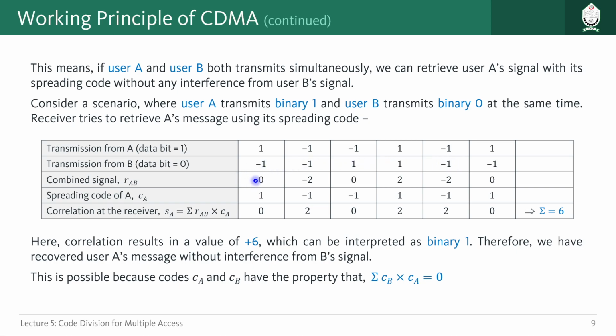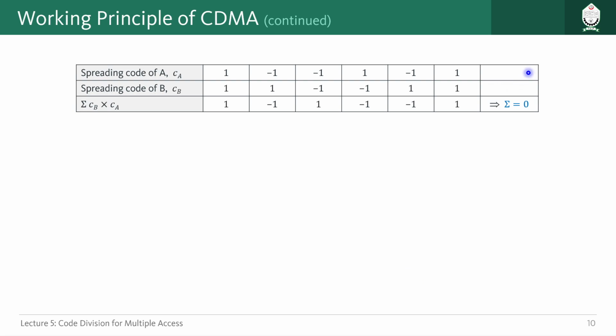So how is this possible? This is possible because we have two codes which are orthogonal to each other. So here the code of user A, C of A and C of B, they are actually orthogonal to each other. That means if I take the correlation for these two different codes, the resultant should be 0, which can be practically shown here. So this is the spreading code of user A, this is for user B. After taking the correlation, that value is resulting in a value of 0.